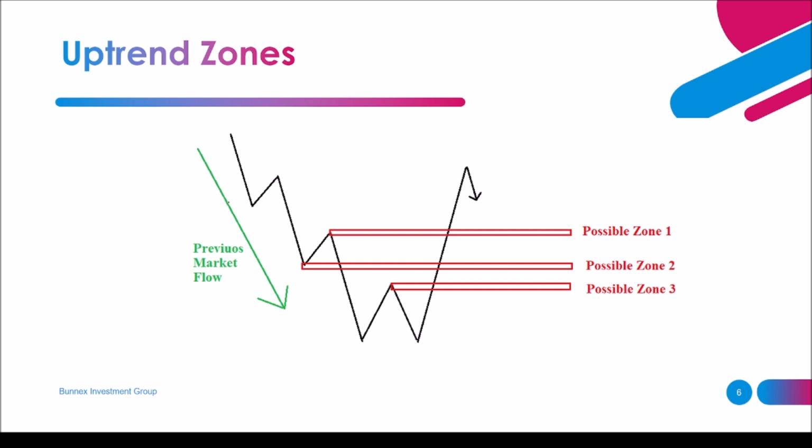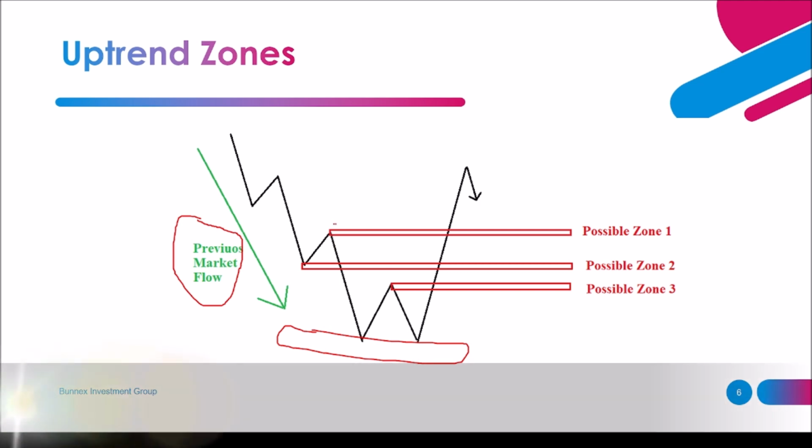The first thing is we need to locate the previous market flow. Where was the market coming from before we are at the point of determining an entry point? In this case, the market was in a downward trend, and after that downward trend, we had a market reversal. So the possible points of reversal are derived from the previous market flow. These are the only points that we'll start respecting after watching this video.